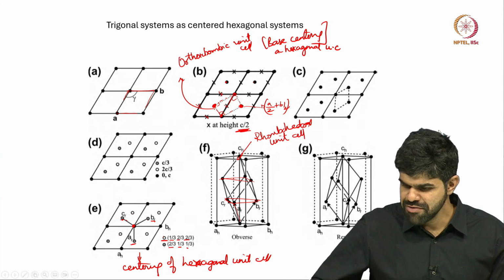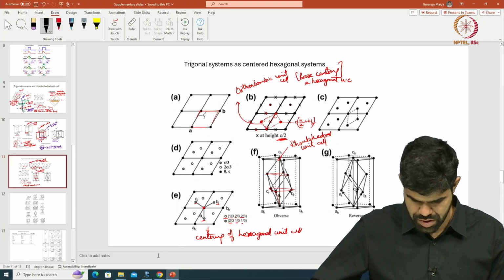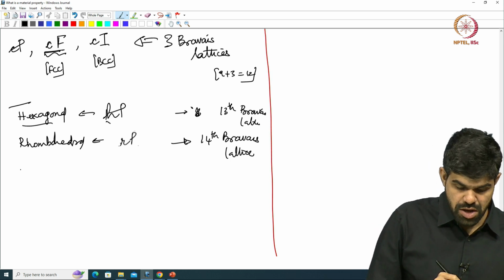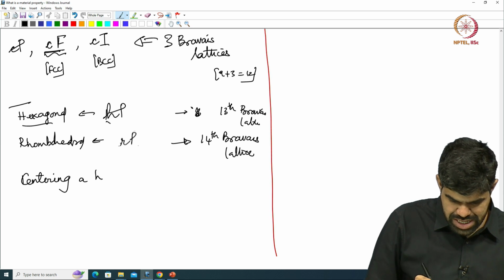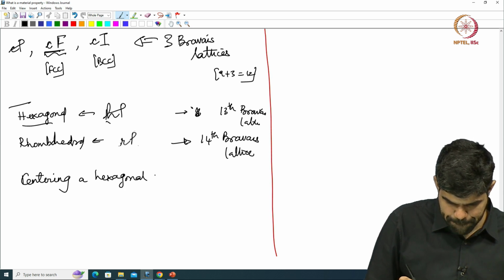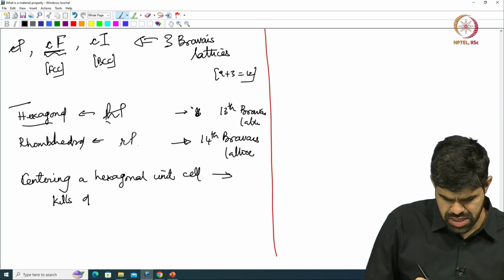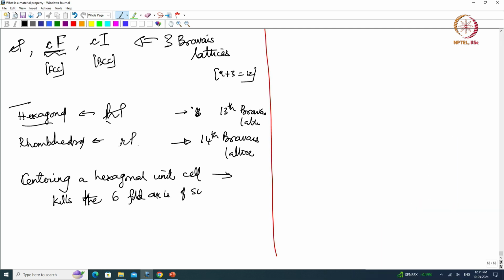So, in general if I am centering a hexagonal unit cell in the proper way, centering a hexagonal unit cell kills the 6-fold axis of symmetry. You can center it any way possible, you are always going to kill the 6-fold axis of symmetry. However, you center it in a specific way, right.